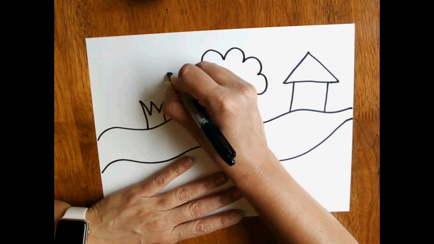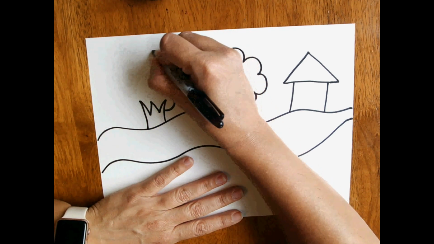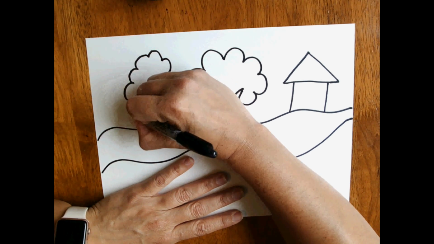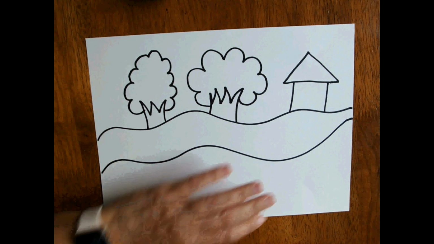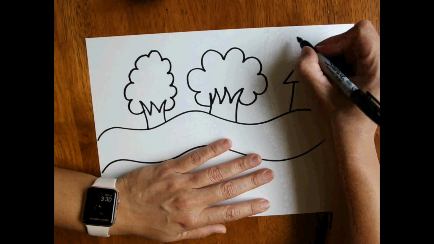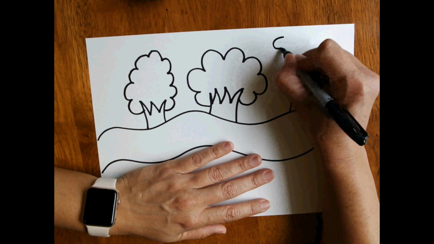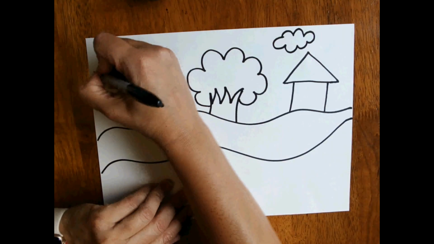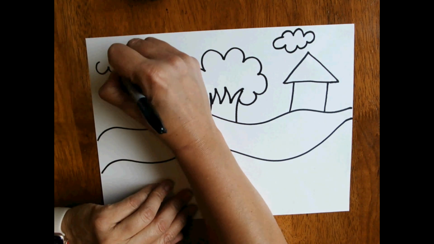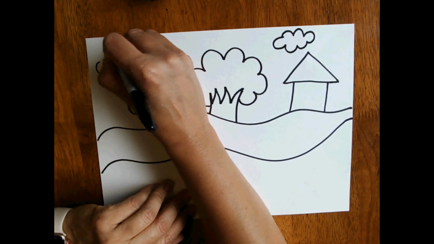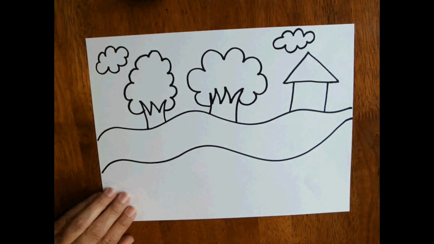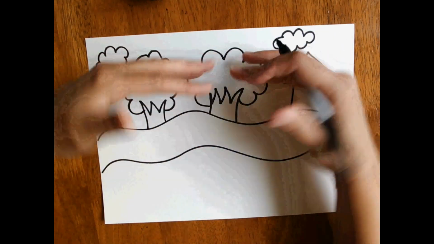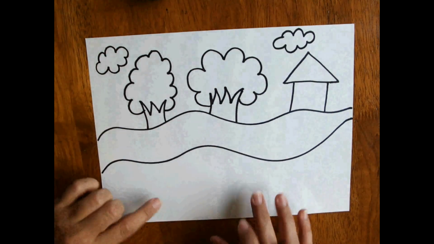And I think with this one I'm going to go a little bit higher. Awesome. Now I'm going to create a cloud in the sky. And another cloud here. Alright, so there we go. We have our background space here. And then we have our midground, and then we have our foreground.